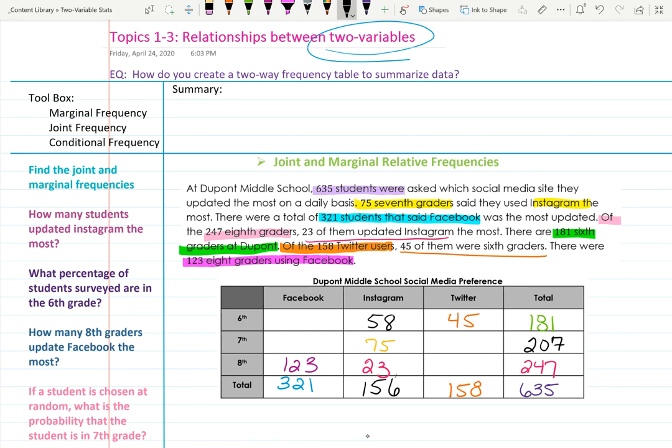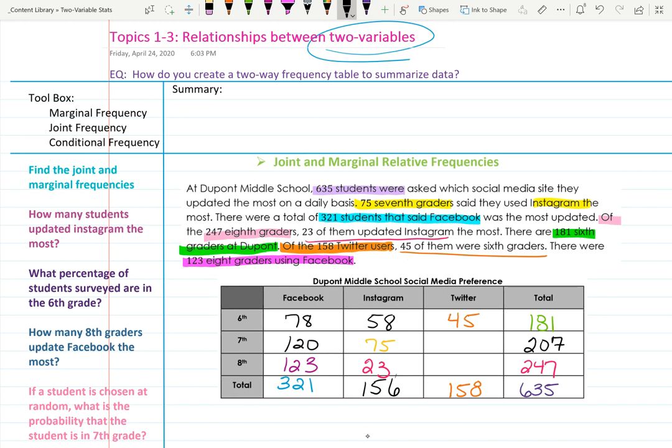And now I'm only missing one for 6th and Facebook. So looking at total 6th graders, there's 181. And we know 45 like Twitter and 58 like Insta. So that leaves us with 78 preferring Facebook. And now again, I've got a beautiful little column missing only one. So we know 321 prefer Facebook. If we take out our 6th graders and our 8th graders, we are left with 120 7th graders that prefer Facebook.